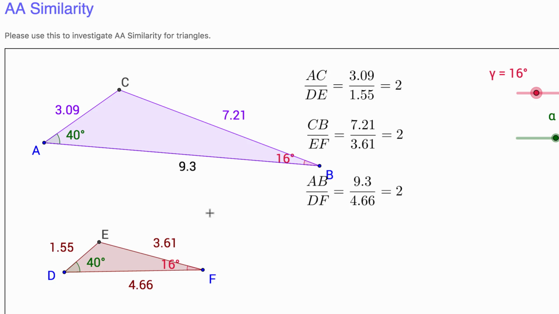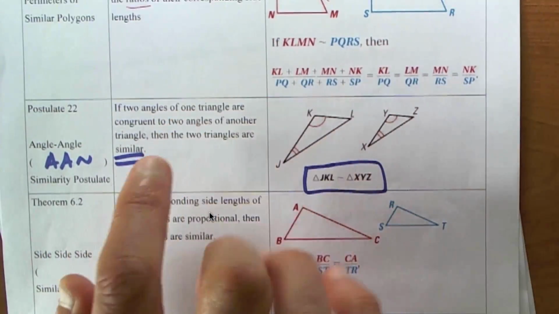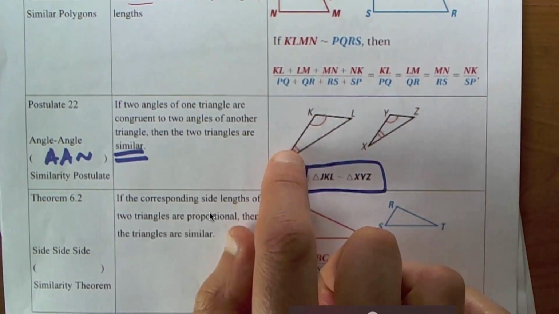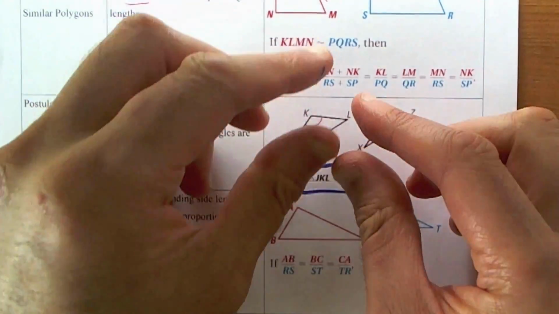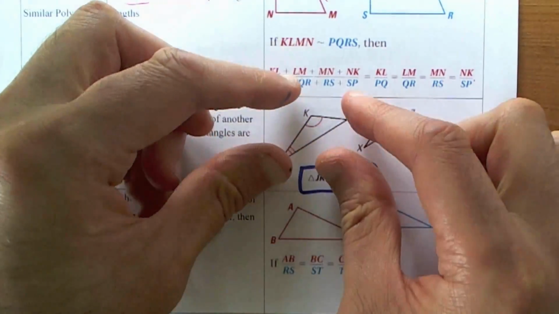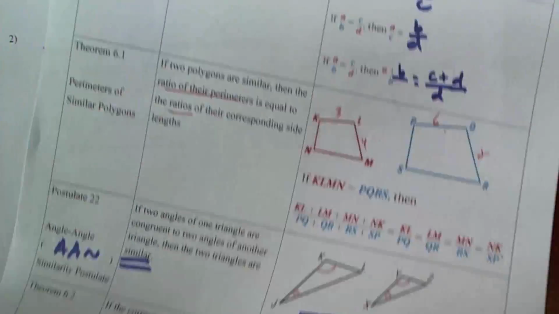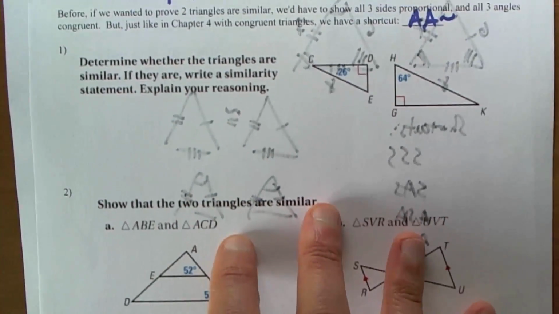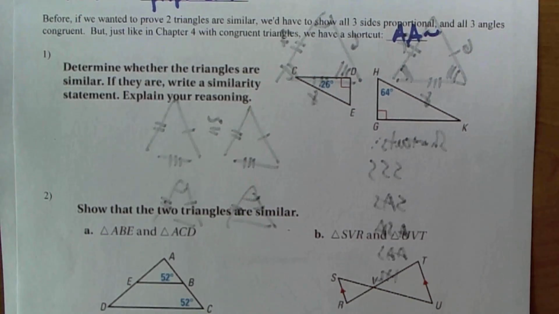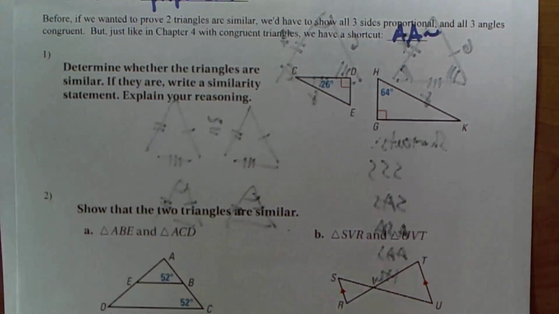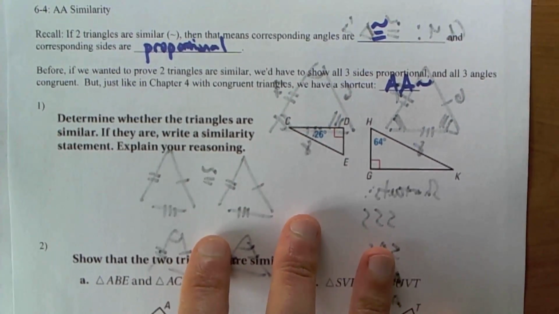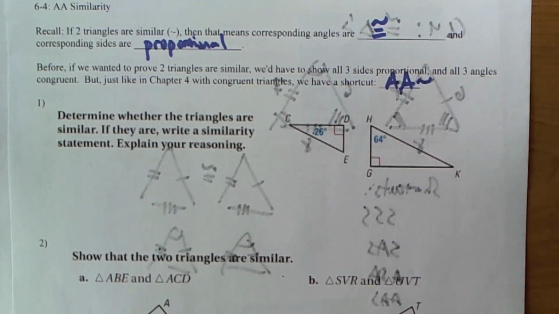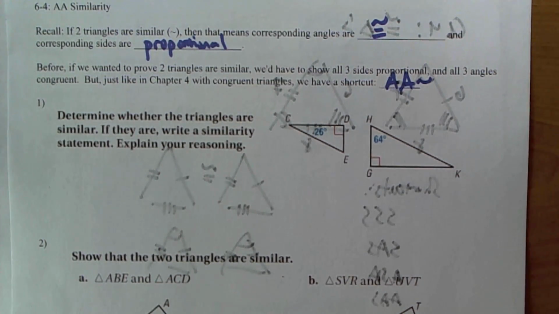Okay, so let's jump back here. AA similarity postulate: if I've got two angles, that is enough. You could see it's going to have to be the same shape. All right, with that, let's go ahead and look at number 1 here. Determine whether the triangles are similar. If they are, write a similarity statement. Remember, that's the thing like triangle blah blah blah similar to triangle blah blah blah. And explain our reasoning.